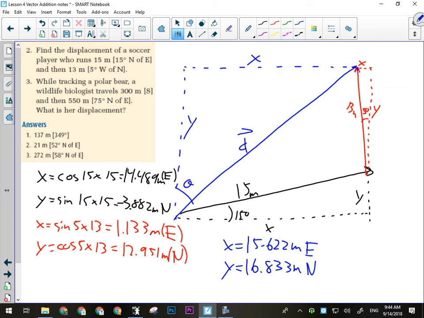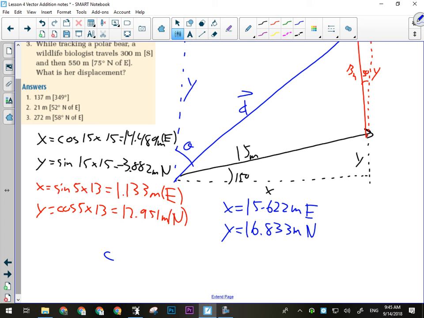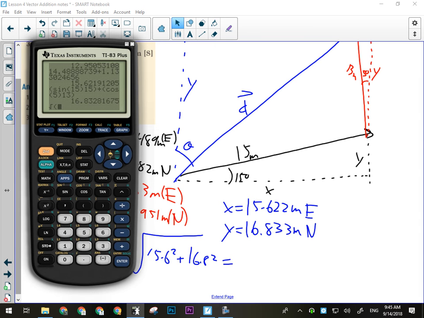What do I do with those now that I have them? What's my next step? Now I use Pythagorean Theorem, because I have a squared and b squared. I'm looking for c, right? So I do Pythagorean Theorem with those two numbers, and that will give me the magnitude of the displacement. So we'll have our 15.6 squared plus our 16.8 squared, obviously with all the decimals in place.